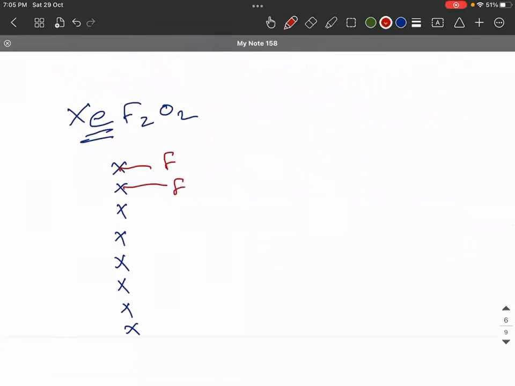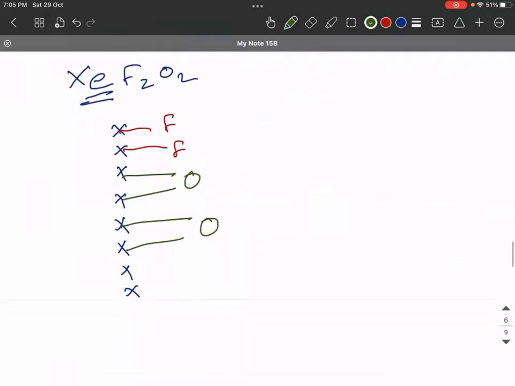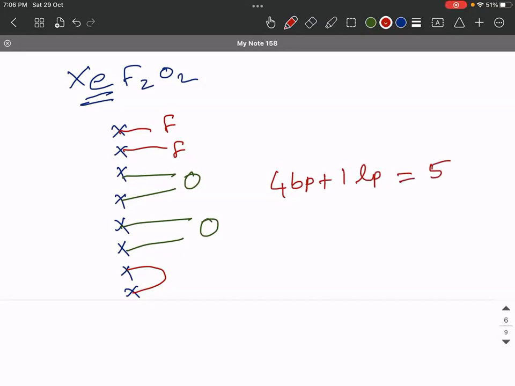Fluorine will form a single bond. Then oxygen will form a double bond. Am I correct? So totally 4 bond pairs plus 1 lone pair. So total how much? 5. 5 means what hybridization? sp3d, because 1s, 3p, 1d, that is 5. So this is what you find out now.